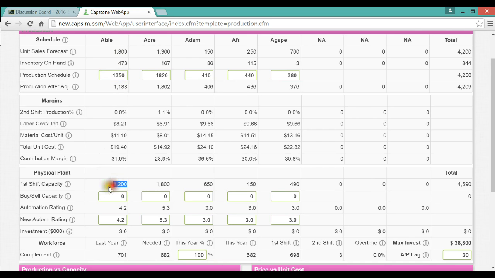Notice here my plant can't keep up with that. So I can either use some overtime or I can buy some extra capacity. So just to show you, I'll buy some extra capacity here.